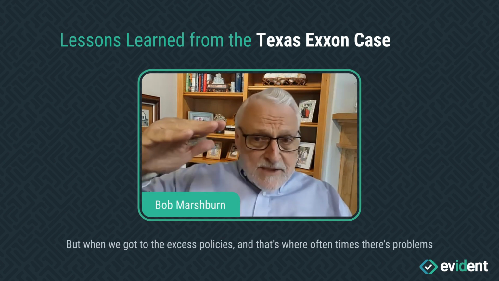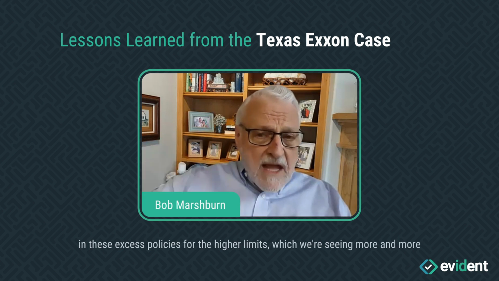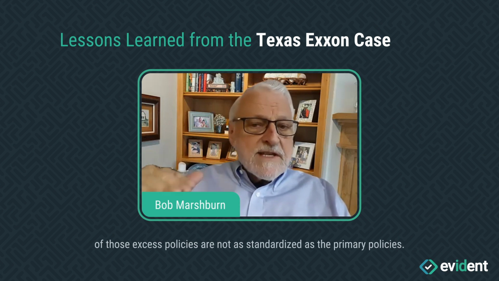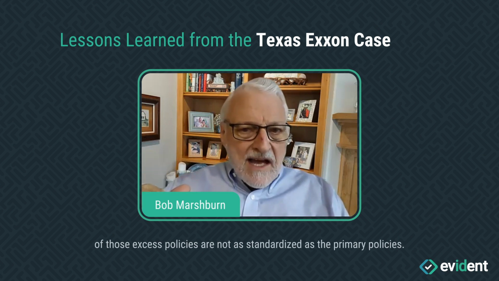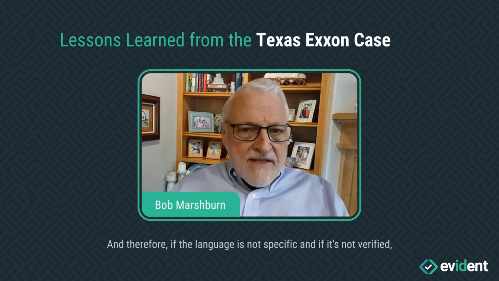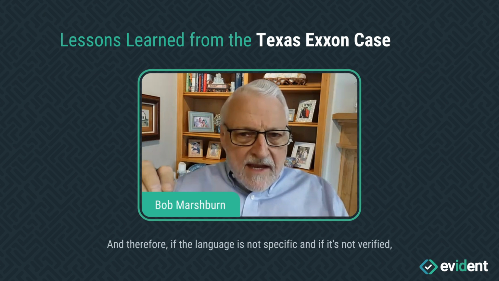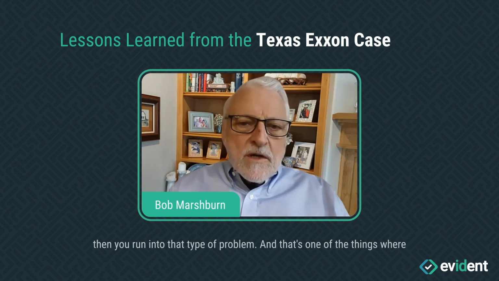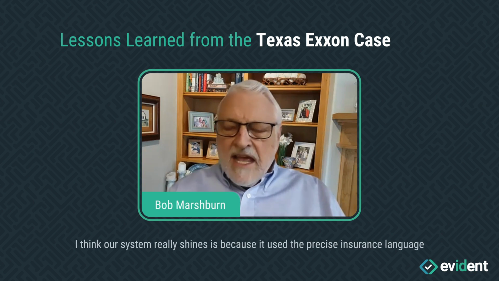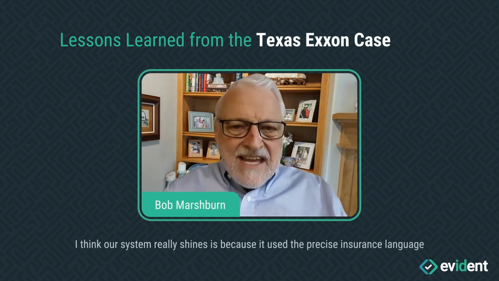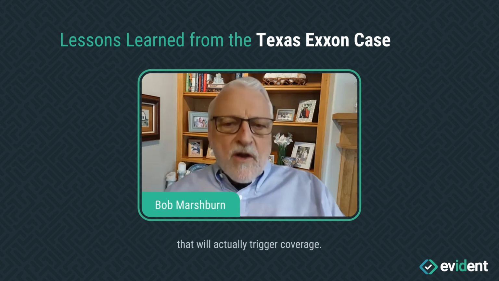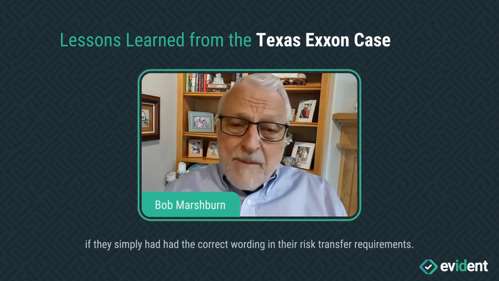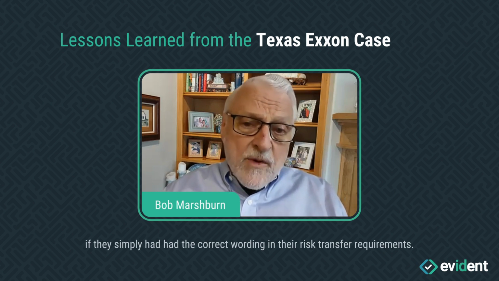But when we got to the excess policies, and that's where oftentimes there's problems, these excess policies for the higher limits, which we're seeing more and more of, are not as standardized as the primary policies. And therefore, if the language is not specific, and if it's not verified, then you run into that type of problem. And that's one of the things where I think our system really shines, because it uses the precise insurance language that will actually trigger coverage. And Exxon could have saved themselves millions of dollars and 9 years if they simply had had the correct wording in their risk transfer requirements.